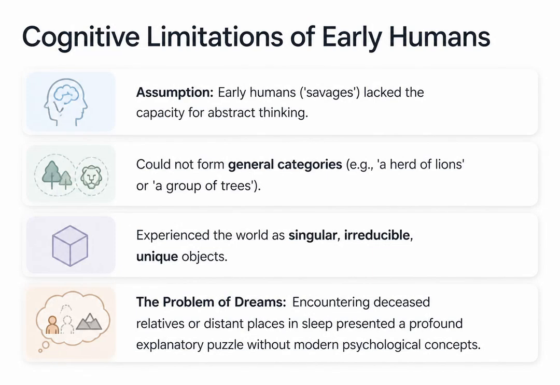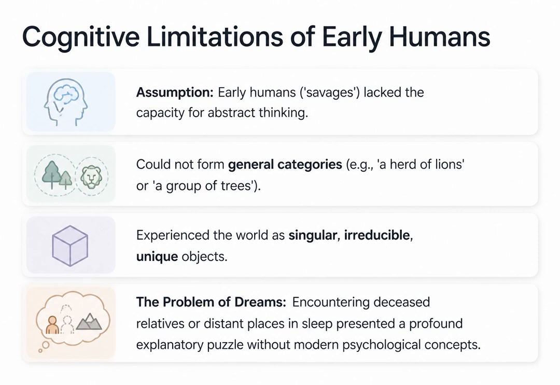Tylor's account of the origin of religion begins with assumptions about the cognitive capacities of early humans. He argued that people at the earliest stage of cultural development lacked the capacity for abstract thinking. They couldn't group objects into categories. They couldn't conceptualize a herd of animals. Every single animal was experienced as a unique, irreducible entity.